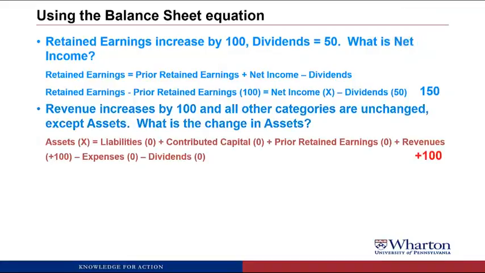We have to use the complete balance sheet equation to answer this one, where we have assets equals liabilities, and then we split stockholders' equity into contributed capital, prior retained earnings, revenues, expenses, and dividends. Here we know that revenue went up by 100. Everything other than assets is unchanged. So it's not a trick question. You can actually answer this one. If revenue goes up by 100, then we've got the right side going up by 100. Assets on the left also would have to go up by 100 to stay in balance.